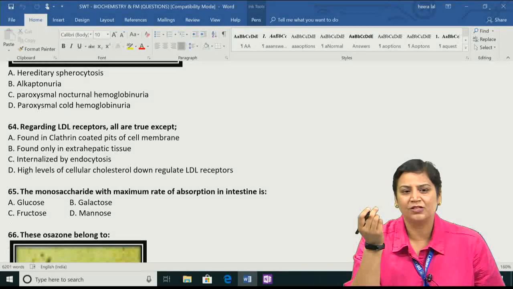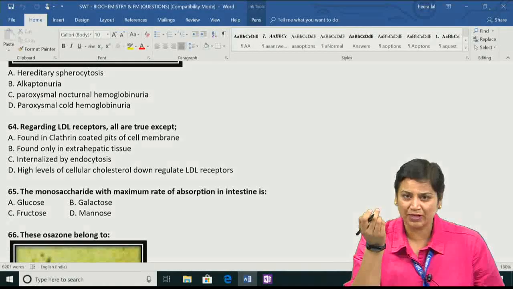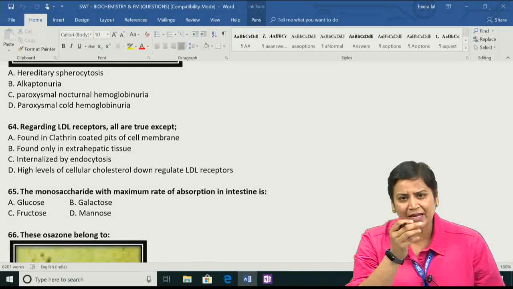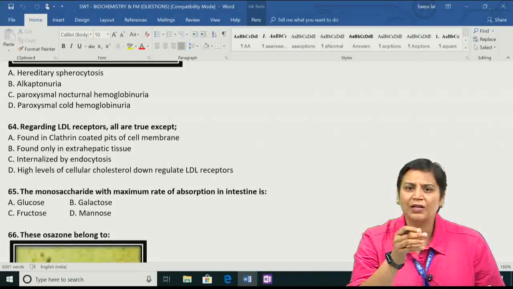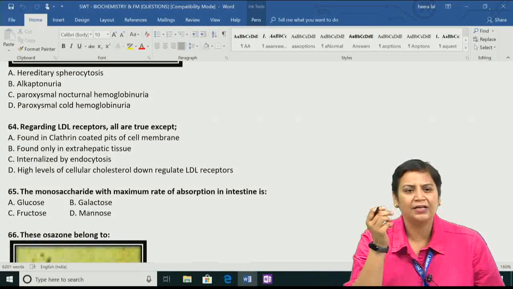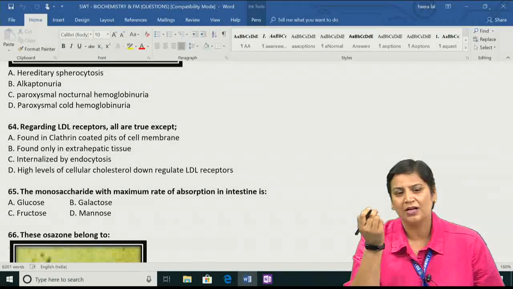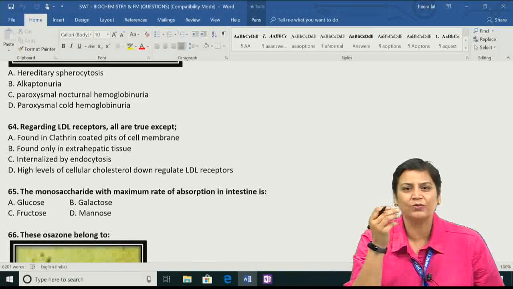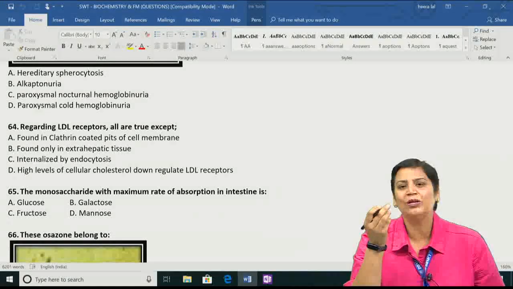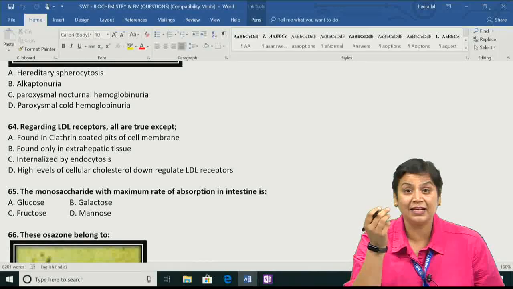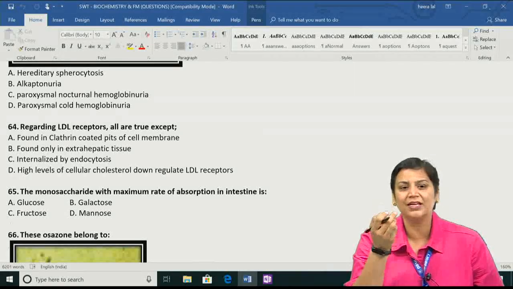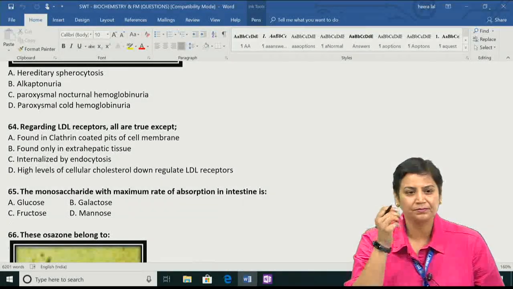Found only in extrahepatic tissue. This is wrong, because LDL is basically formed in the liver, and it is found there in the liver and elsewhere. Its main function is to transport cholesterol from the liver to the rest of the tissues. Internalized by endocytosis, this is correct, and high level of cellular cholesterol down-regulates LDL receptors, this is also correct. So the option which is not correct is found only in extrahepatic tissues, because LDL is present in the liver as well as the extrahepatic tissues.